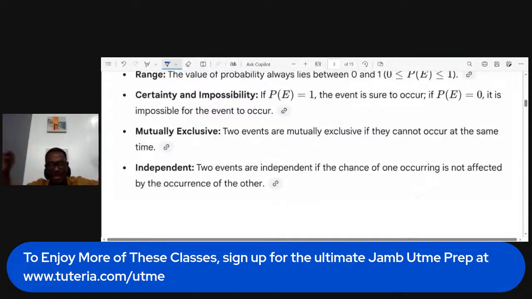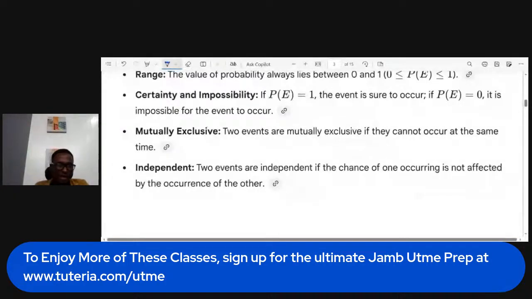So I can't obtain the two together. So they are not independent. They are mutually exclusive events. If I toss a coin up, I can't get both head and tail at the same time. It is not possible. You can either get head or get the other face, which is the tail. So that's a mutually exclusive event.